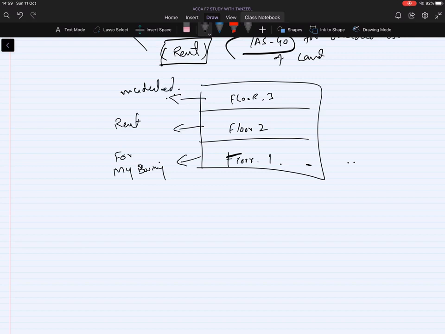First example, I have a building, and on this building I have three floors. Floor 1, I have with me for my own business, so in this IAS 16, if I consider individually. Floor 2 is rent money, so IAS 40, and this one is undecided yet. So in this way, what standard are you going to use on this building? There is an exception here.